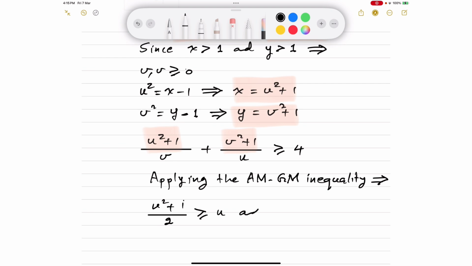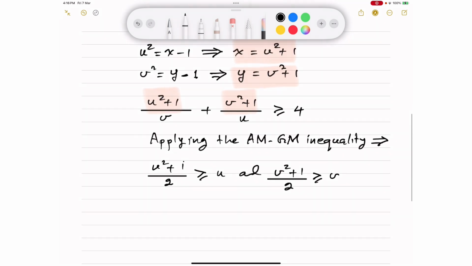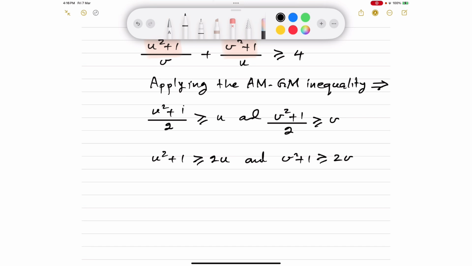We do the same thing for the second numerator: v squared plus 1 divided by 2 is greater than or equal to the square root of v squared multiplied by 1, which is nothing but v. Then we multiply both inequalities by 2. So now u squared plus 1 is greater than or equal to twice u, and v squared plus 1 is greater than or equal to twice v. Then we divide the first inequality by v, and the second by u.